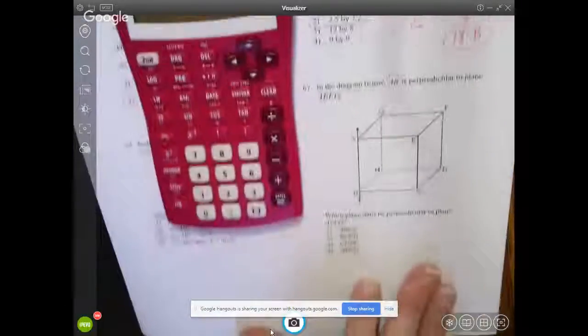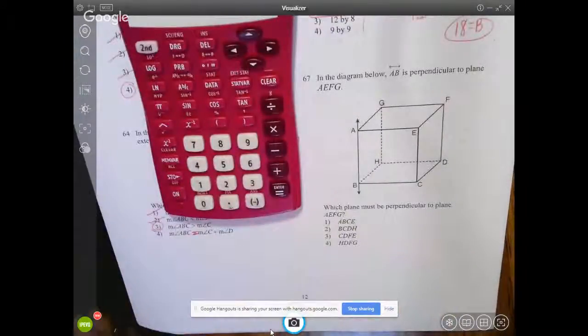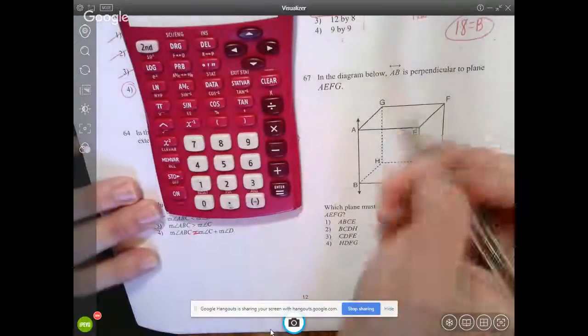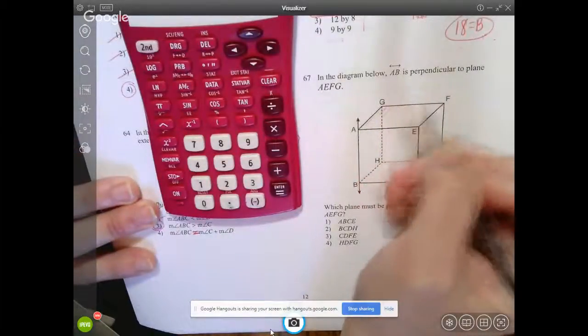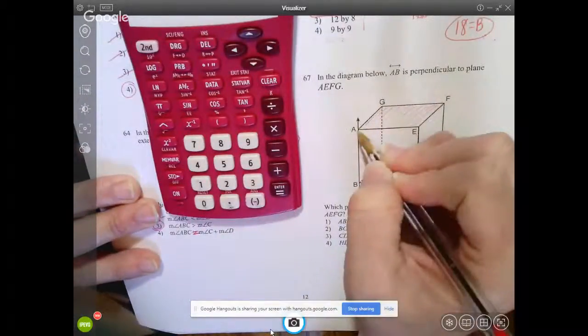67. In the diagram below, AB is perpendicular to the plane AEFG. So I'm going to color this plane in. And this says it's perpendicular.